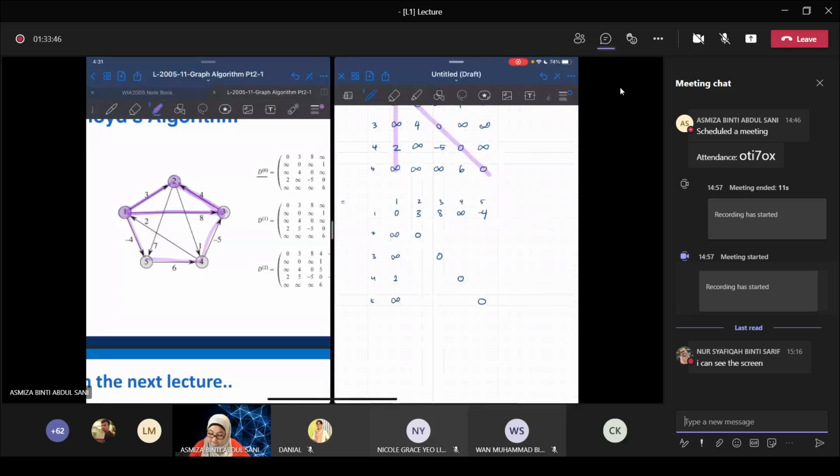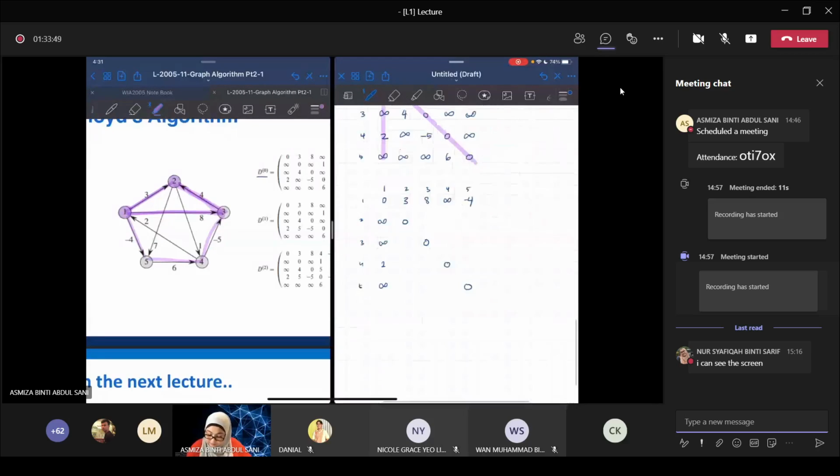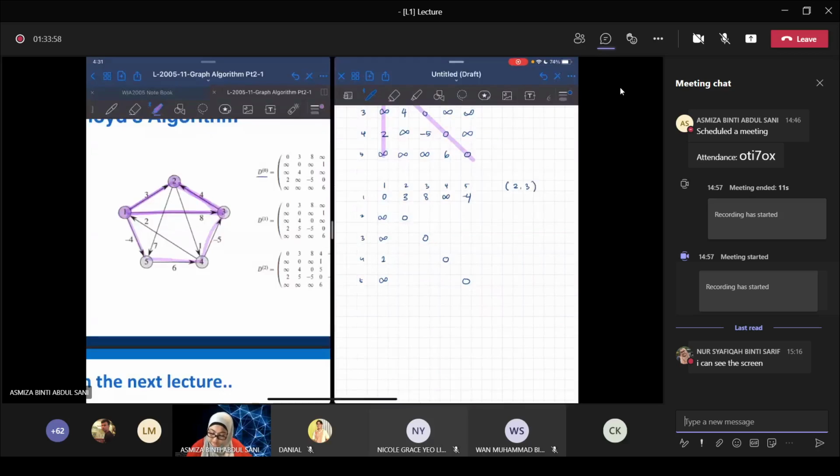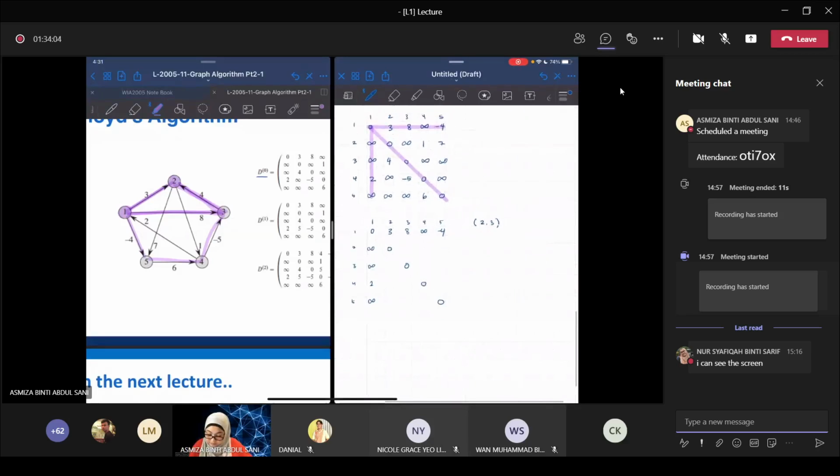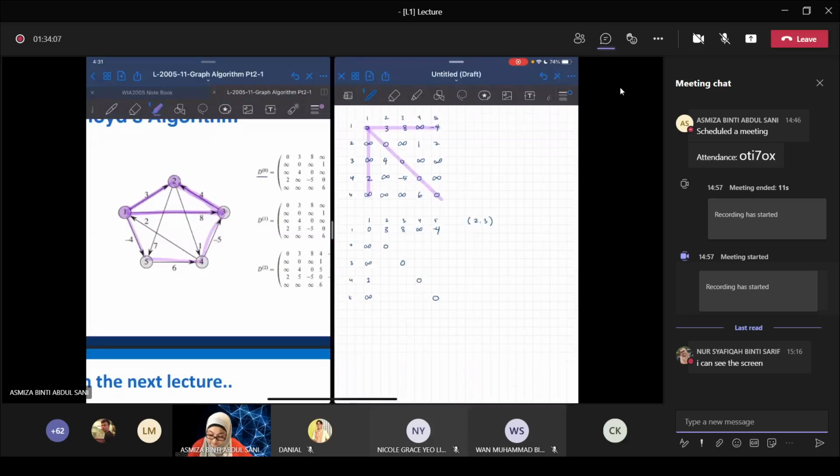Okay, so in this case, the first value that we're going to find is what is the distance for this edge, 2 to 3, by going through node 1. So how are we going to calculate this? We're going to be referring to D0. So we're going to find what is 2 to 1, which is node 2 going to 1, and 1 going to 3. Okay, so 2 to 1 and 1 to 3.